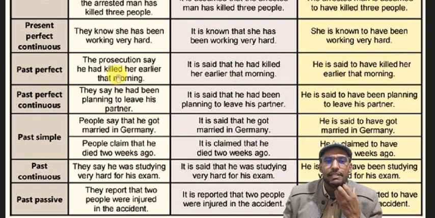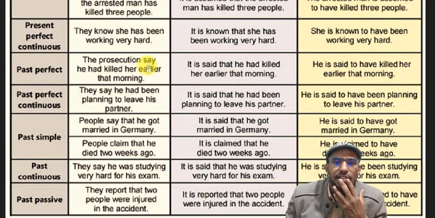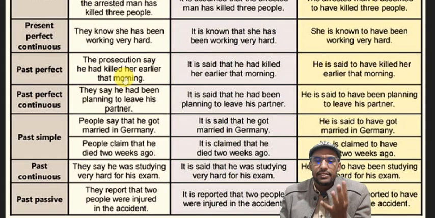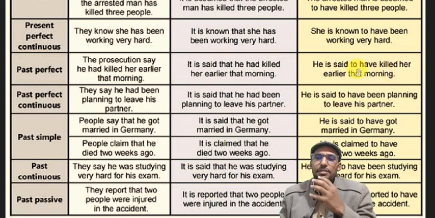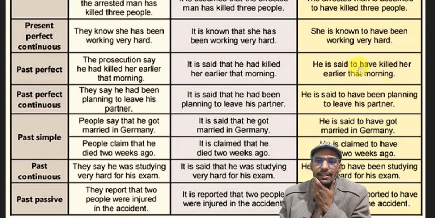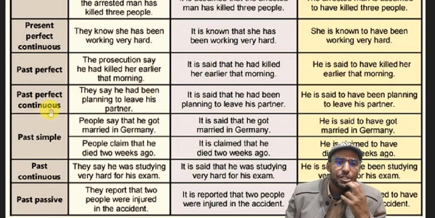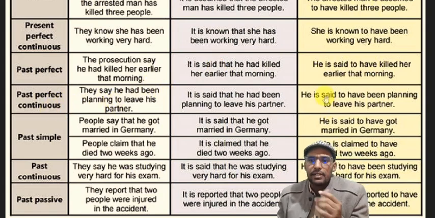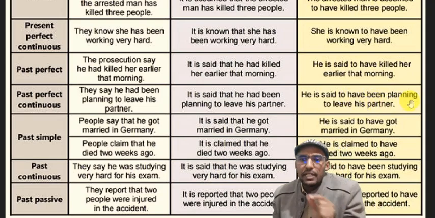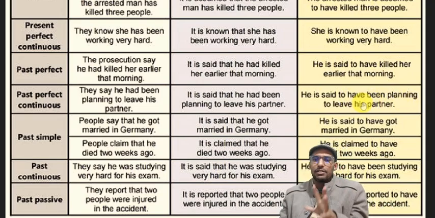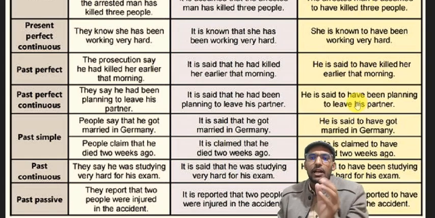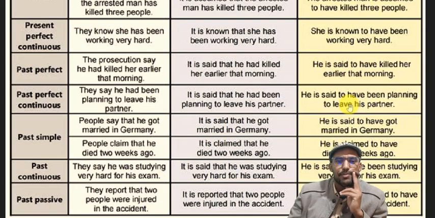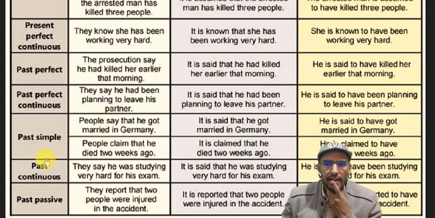Let's see the past perfect. We have here, for instance, they say that he had killed. It becomes what? To have killed, just like the present perfect, right? But the first verb should be in the infinitive. Okay, past perfect continuous: had been planning. It becomes to have been planning, right? The infinitive of the auxiliary to have, being, and then we put the verb as it is in the continuous form.